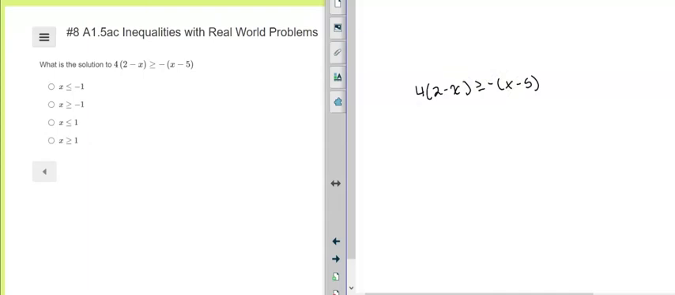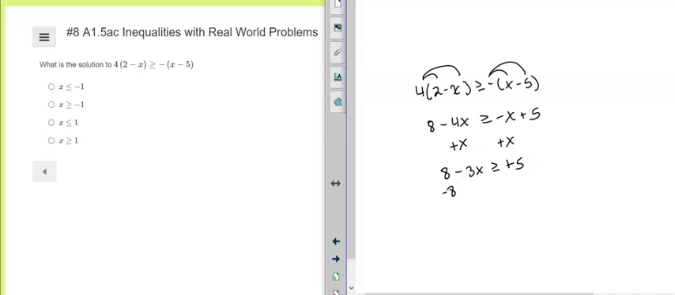To solve this, I'm going to solve it just like how I would solve a linear equation. I'll go ahead and distribute the 4 and distribute the negative, so that's basically -1. And then I'm going to put the x's together. -4 plus 1 is -3. And then subtract 8. So that's -3x is greater than or equal to, what is that? 5 minus 8 is -3.